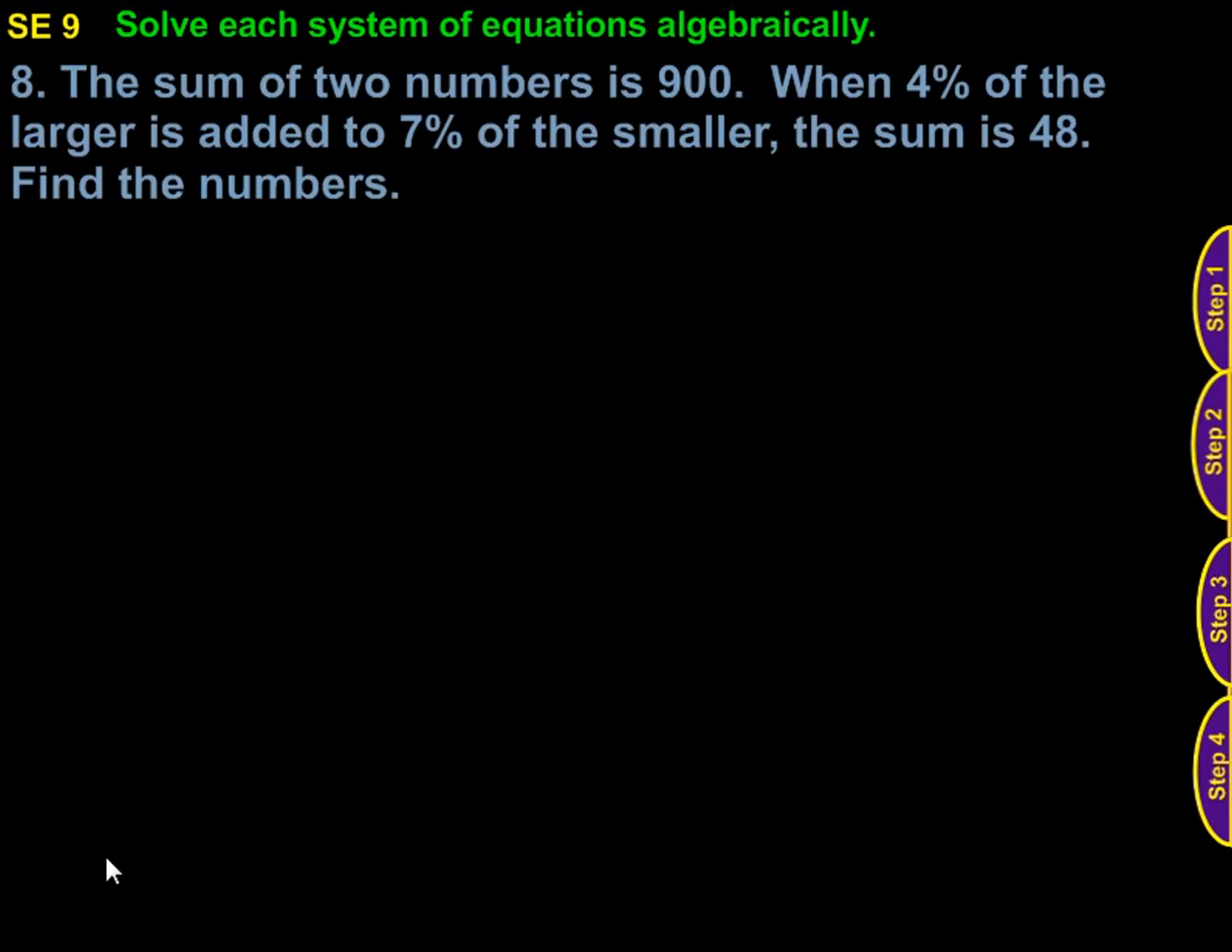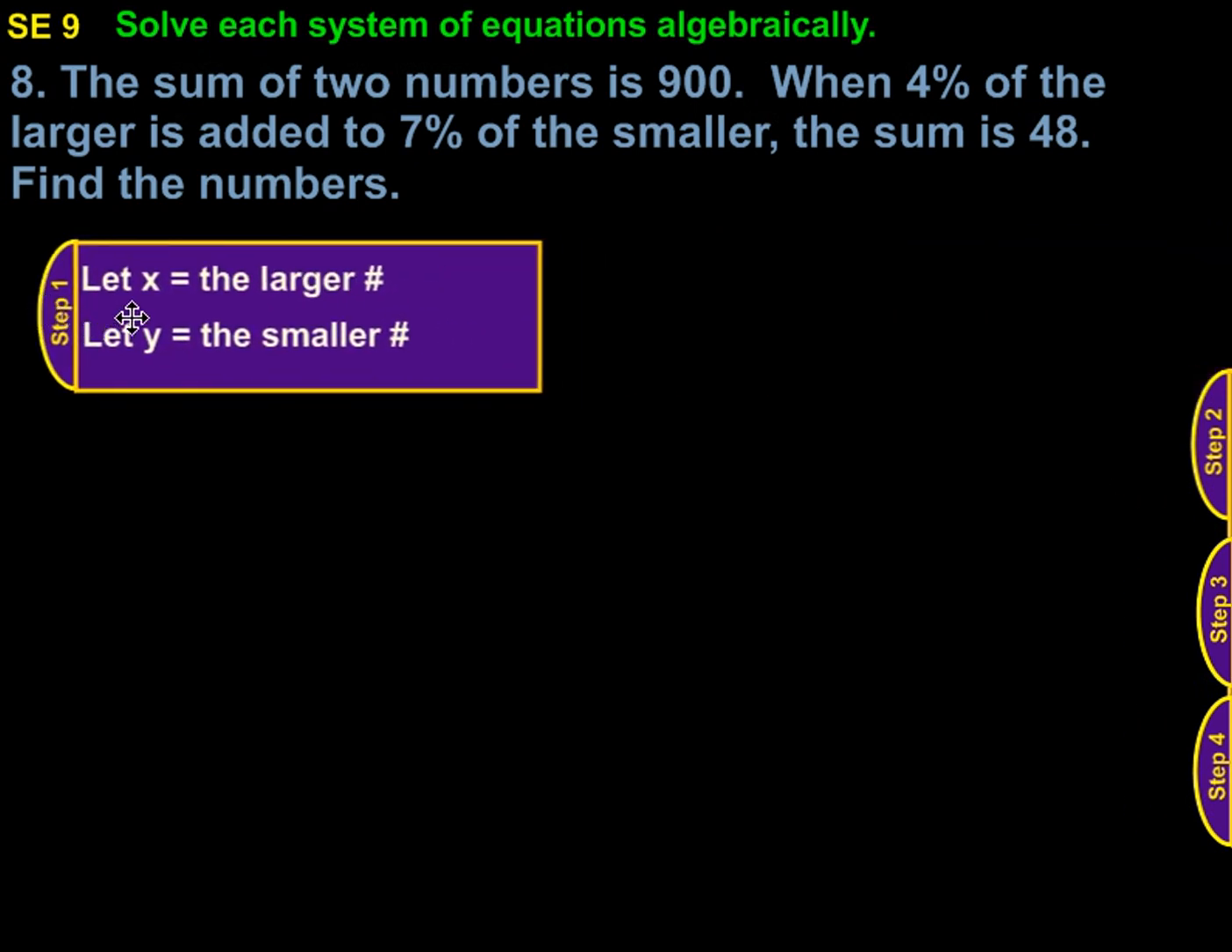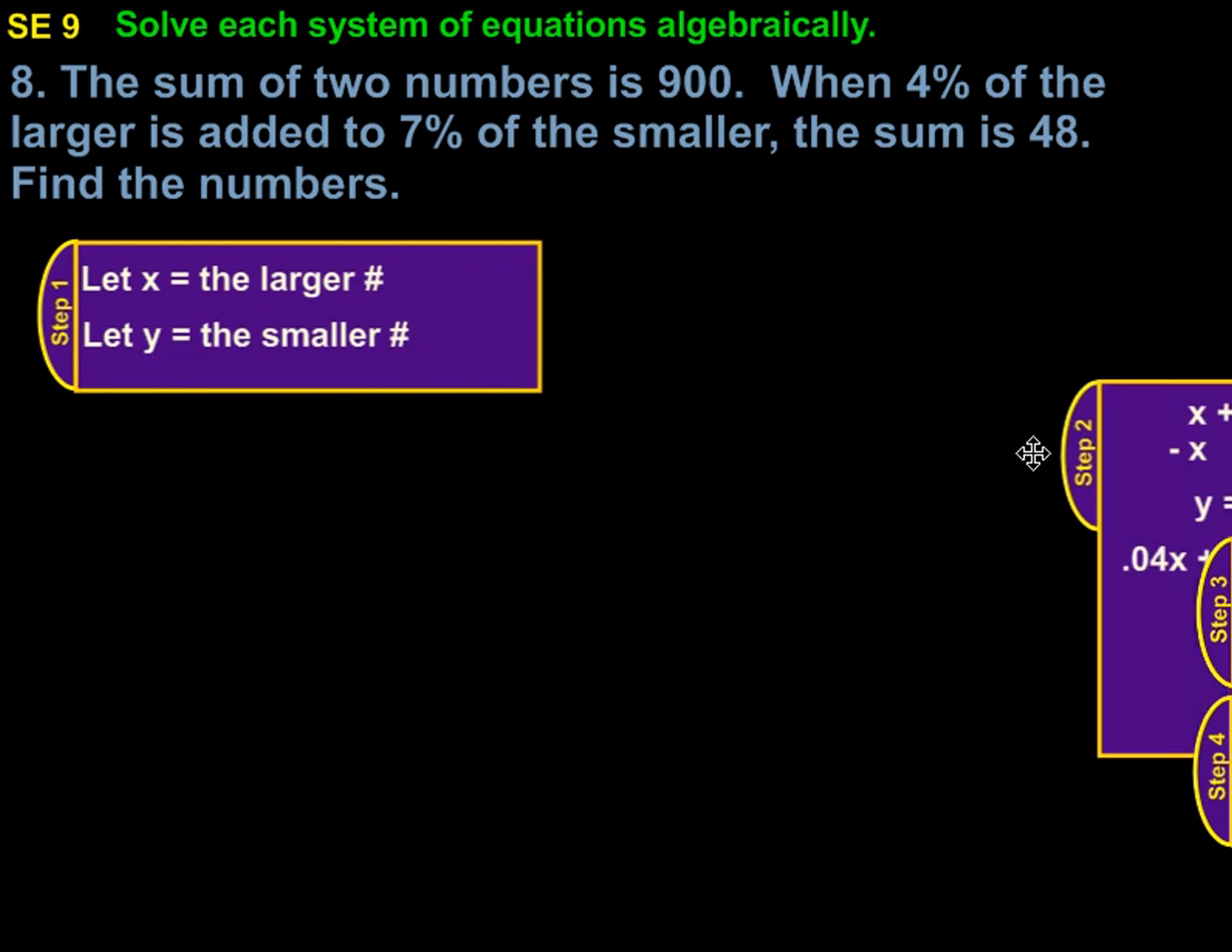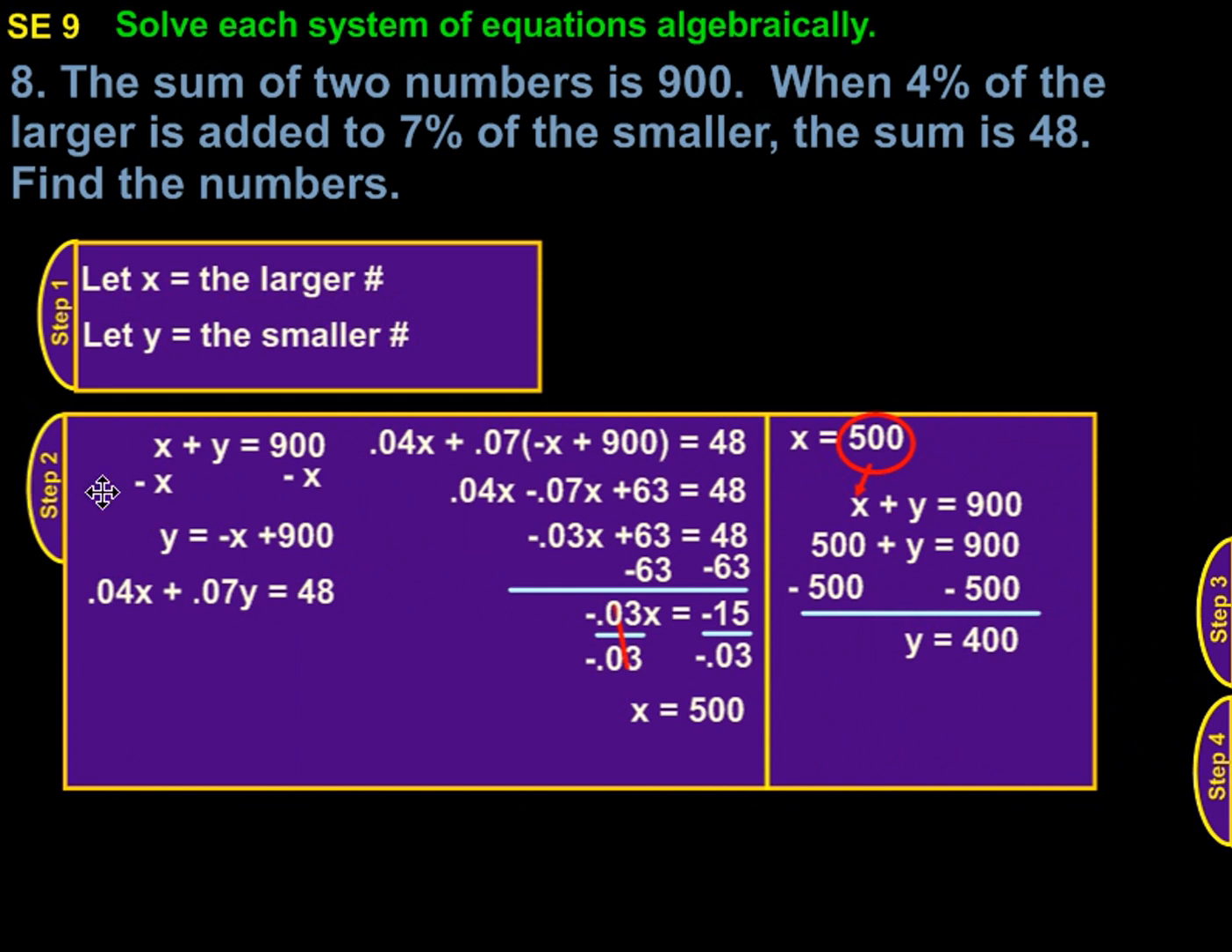And let's take a look at another question. Question number 8 says the sum of two numbers is 900. When 4% of the larger is added to 7% of the smaller, the sum is 48. Find the numbers. So, for let statements, I'm going to say let x equal the larger number and let y equal the smaller number. Then I'm going to set up two equations.